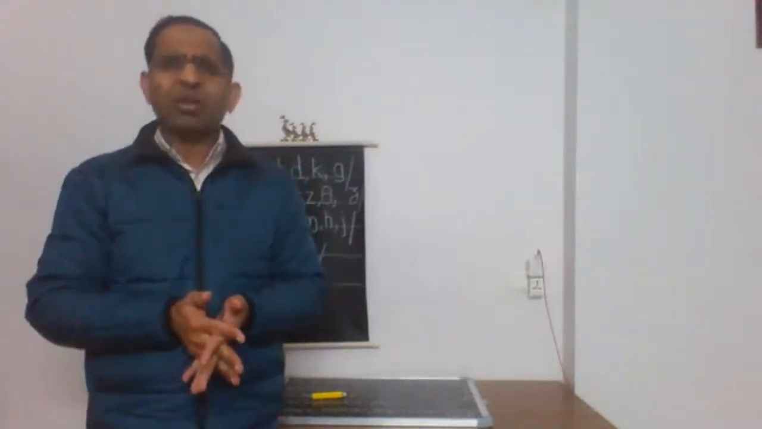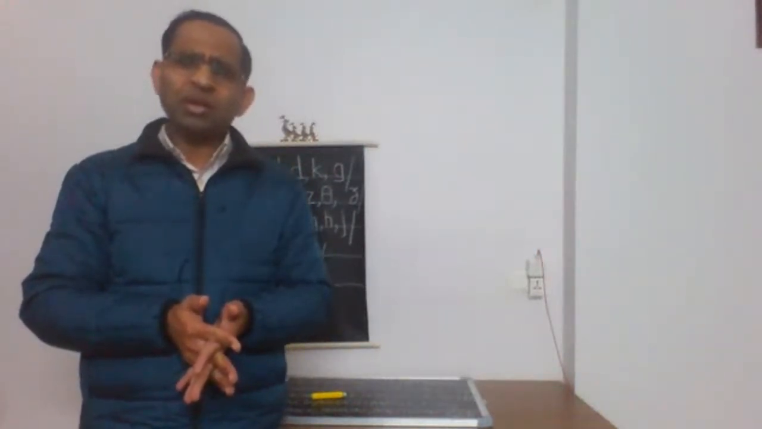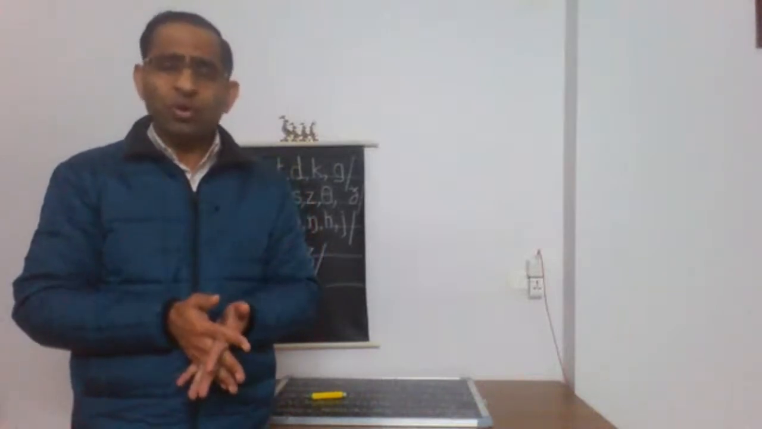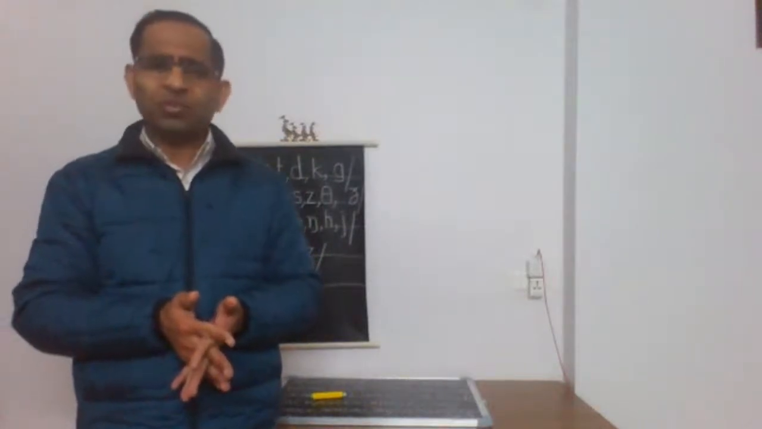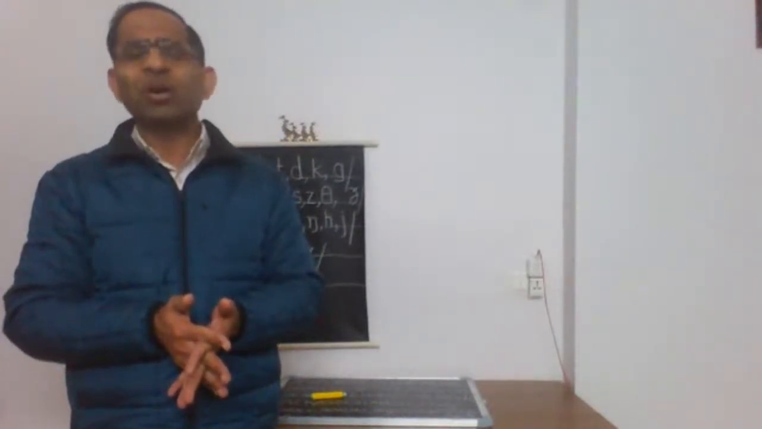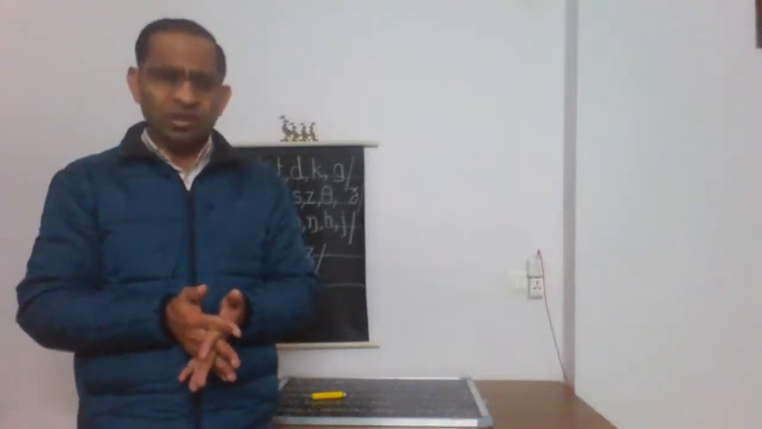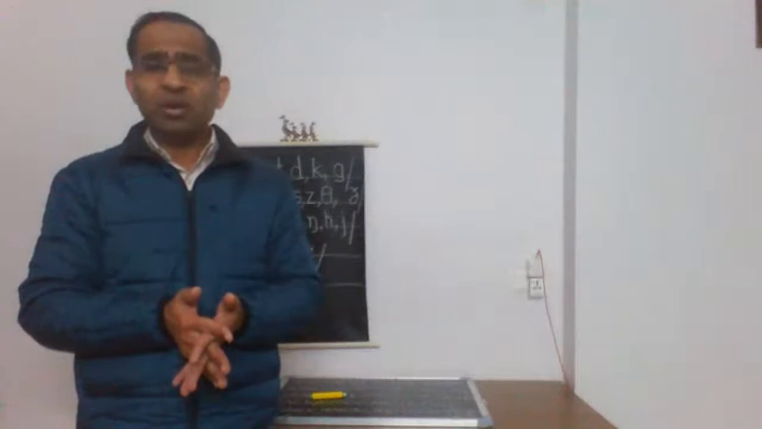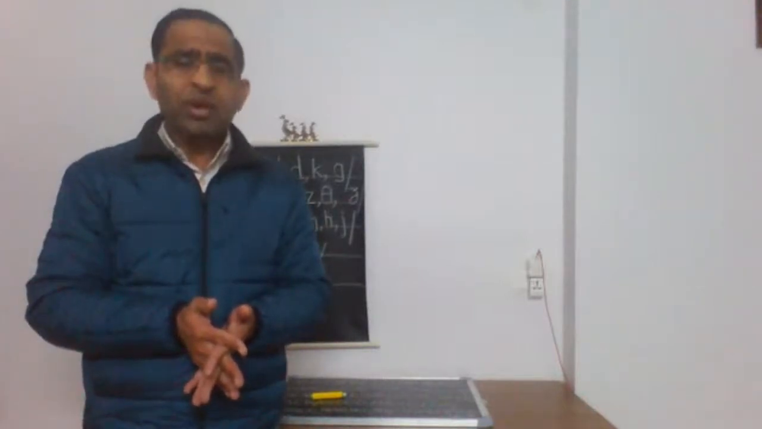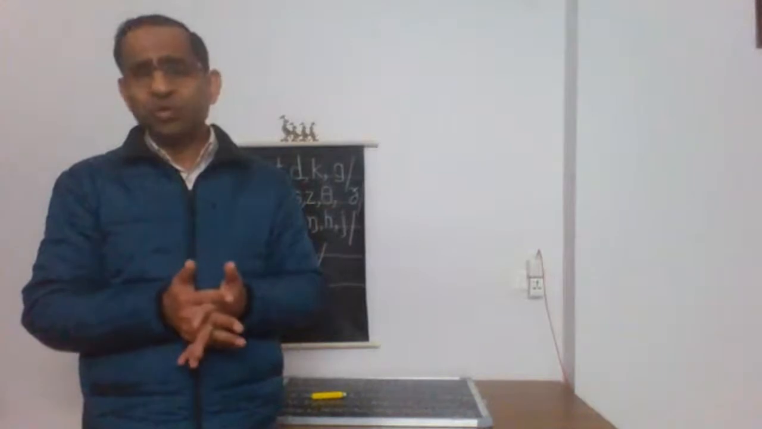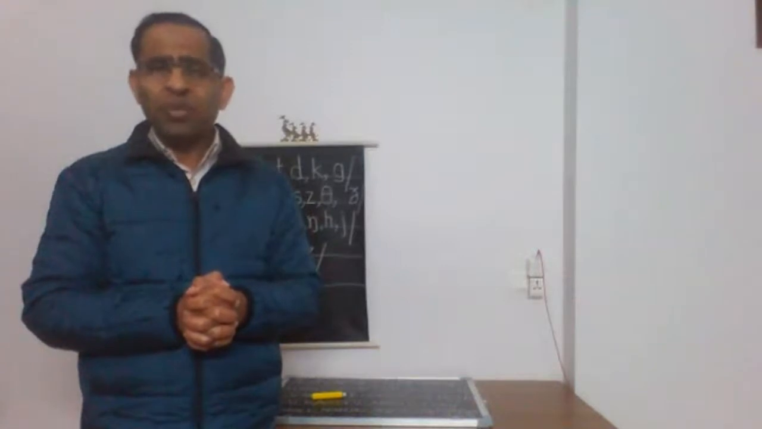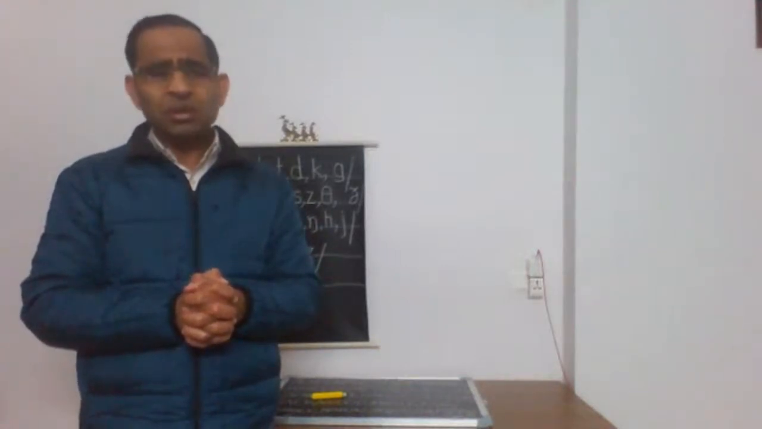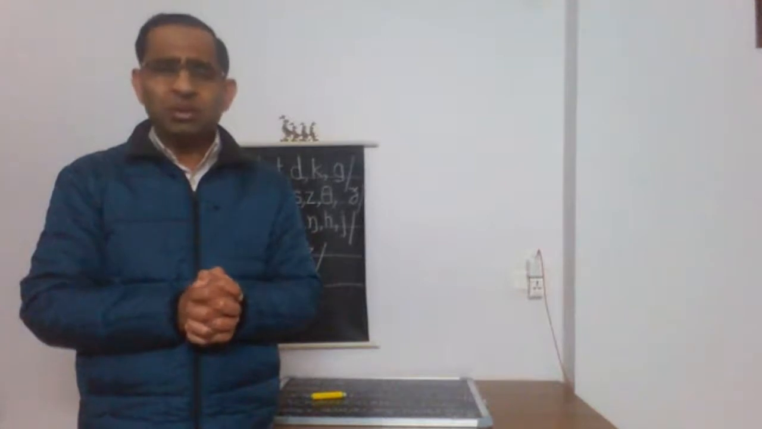Then the next criterion is whether the English sound is voiced or voiceless. We have 24 consonant sounds, and out of these 24 sounds, 9 sounds are voiceless and the remaining 15 sounds are voiced sounds. Here I would like to give you the list of the voiceless sounds. The voiceless sounds in English are p, t, k, ch, f, th, s, sh, h.